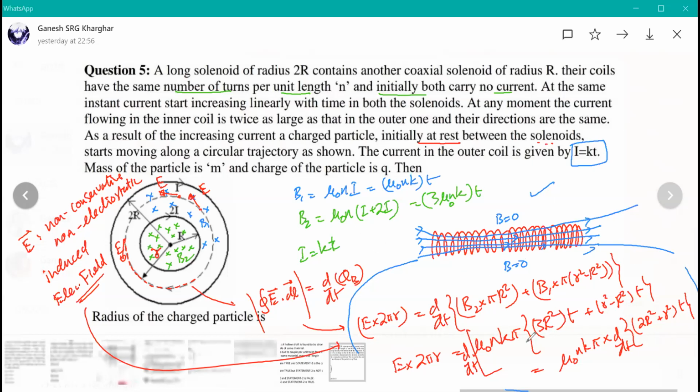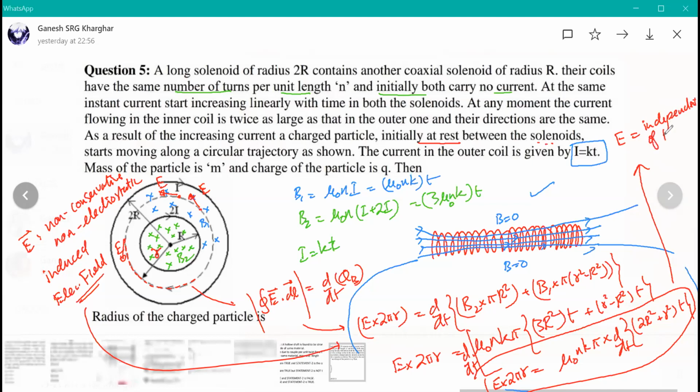So I'll just quickly wind up this part and show the calculation to everybody. So this E into 2 pi r is like this. From this, we will get the value of E, and that will be independent of time, because you can see d by dt of this term is independent of time.